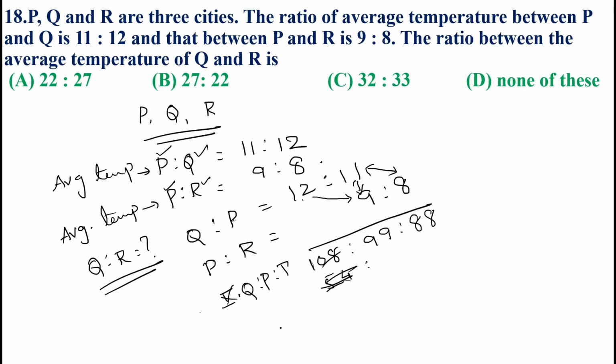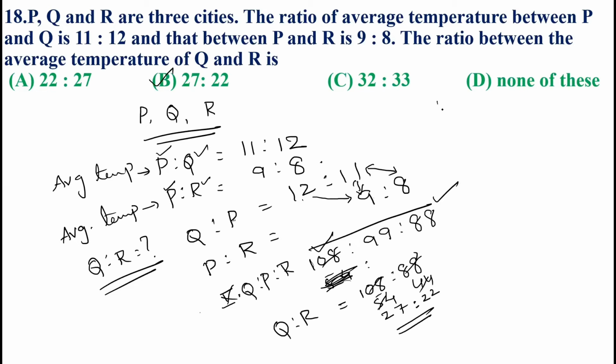I need to calculate Q to R. You cannot cancel P. It is 108 is to 88. Q is 108 and R is 88. So 4 fives are 20, 4 twos... dividing by 4, 27 is to 22. So 27 is to 22 is the option. Or you can go with the second method.